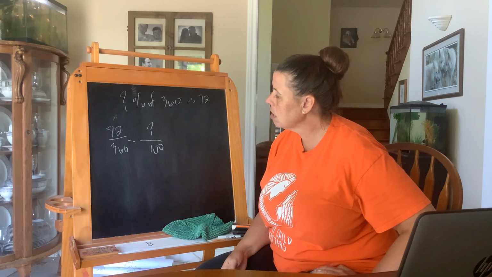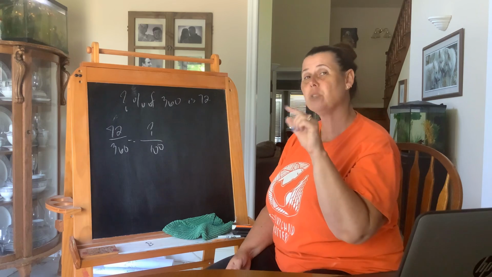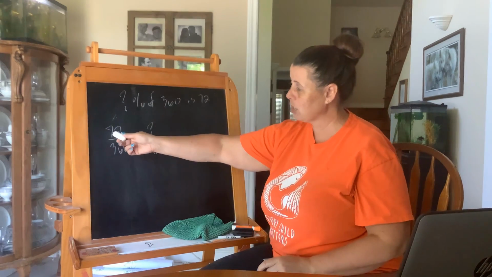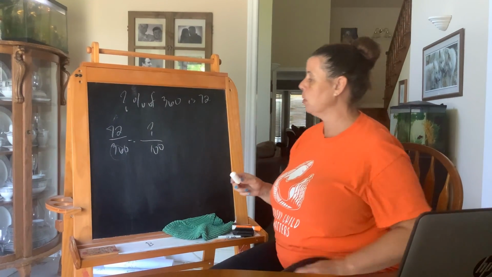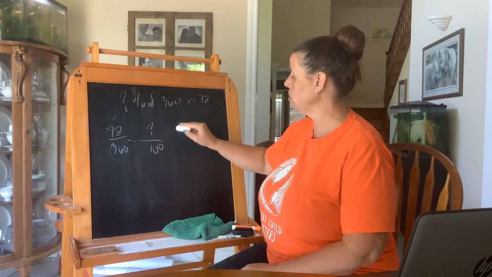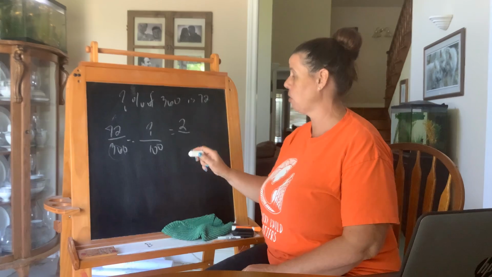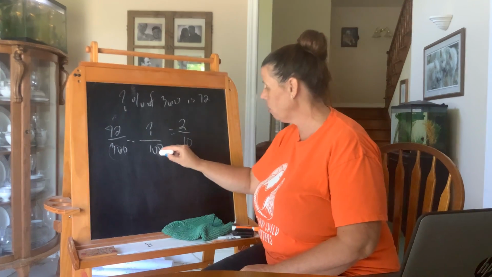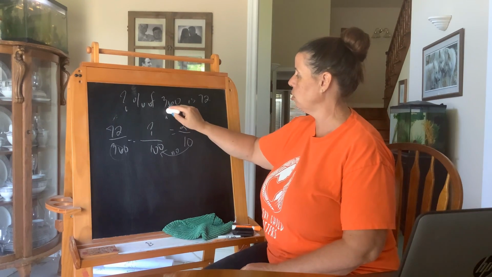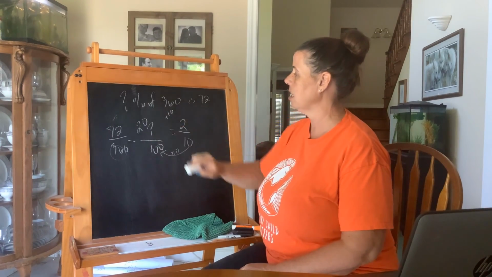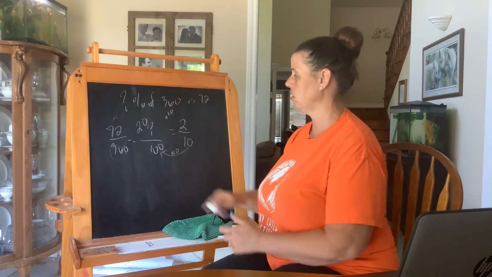But let's think about this. It's 2 times 36. Well, 36 would go in here and in here, because I see a 36 right there. So let's divide them both by 36. So 72 divided by 36 would be 2. 360 divided by 36 would be 10. Now I can get to 100. 10 times 10 is 100, so 2 times 10 is 20. So 72 is 20% of 360.